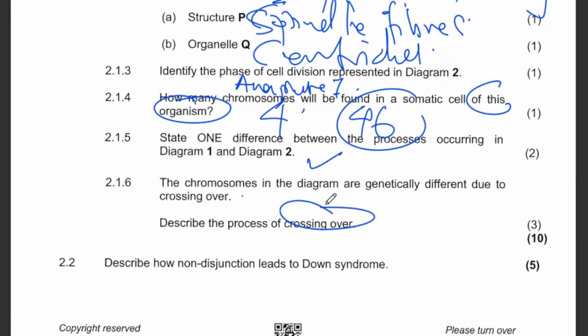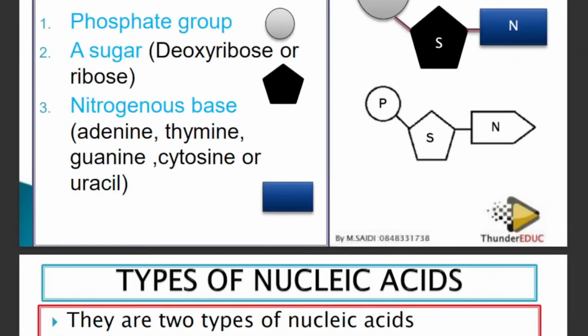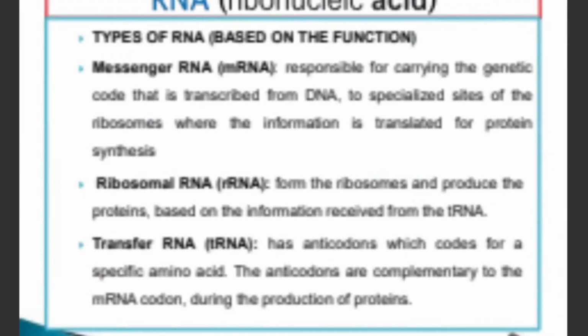The process of crossing over, and we discussed it. Describe the process of crossing over. Talk about when it occurs. In prophase 1, what happens? Homologous chromosomes come together or align. They exchange their chromatids. Yes, homologous chromatids at a point called the chiasma.